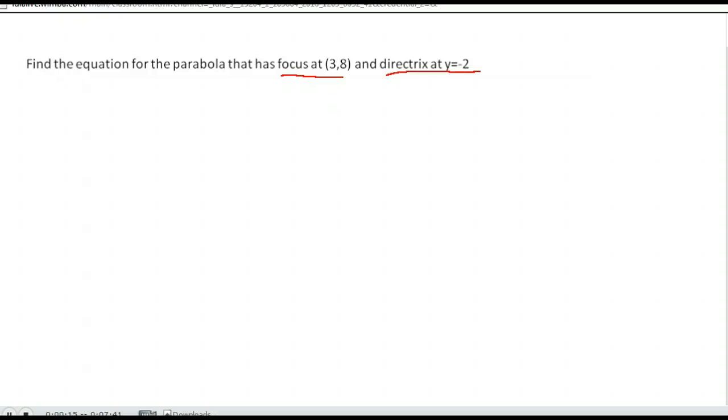Okay, I'm going to give you 2 examples of problems like the one on the screen. Find the equation for the parabola that has a focus of (3, 8) and a directrix y equals -2. Now to write the equation, we need to know the vertex and we need to know the value p, which is the distance from the vertex to the focus point. And incidentally, it's also the distance from the directrix to the vertex.